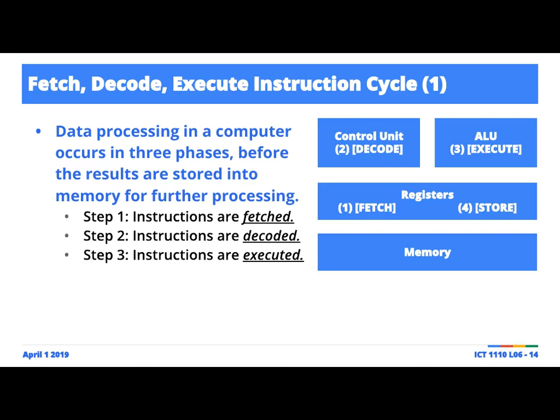Like we said, the processing happens in these three phases here, right? Step 1, step 2, step 3. Always you start off by fetching the instruction, the instruction is decoded, and then the instruction is executed. And then you loop, right? You fetch, decode, execute. Fetch, decode, execute. Right? Everything is happening at a very fast rate, right?